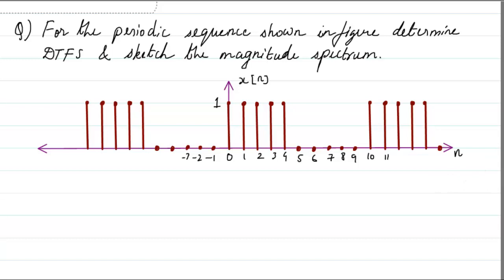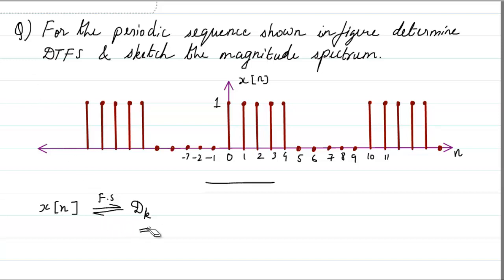Now what we are supposed to do is find out the discrete Fourier series. We know that if we have a signal x of n, the discrete Fourier series of x of n is given as dk. With Fourier series you can find out dk, and with inverse Fourier series you can find out x of n if you have dk.